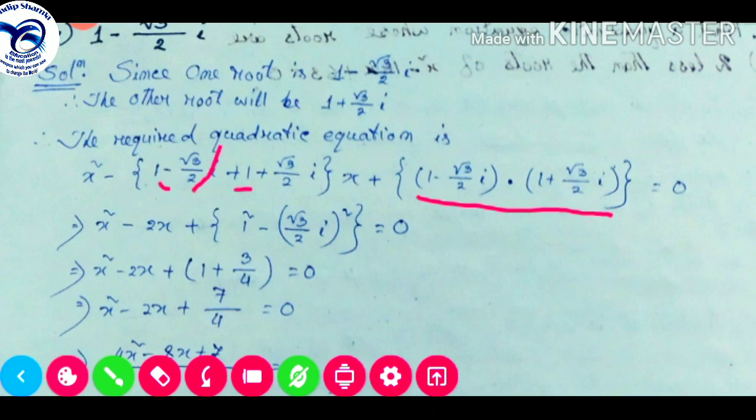And this one is minus and this one is our plus, same number, so it will be cancelled. So it will be our minus 2x. So sum of the roots, what do we get? 2x. So it will be our minus 2x.